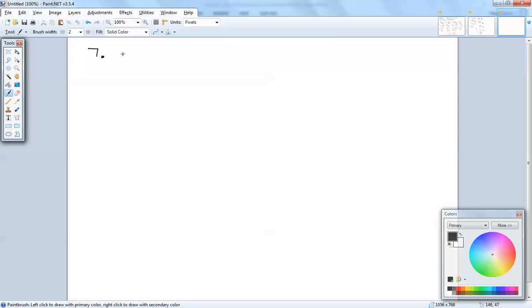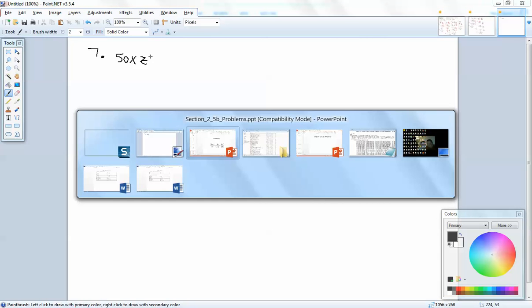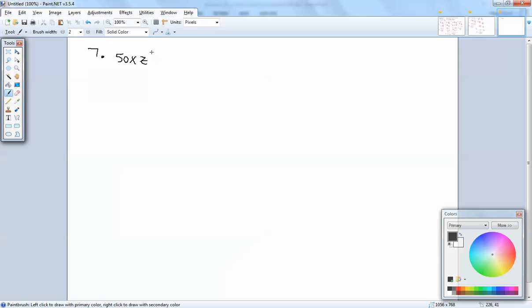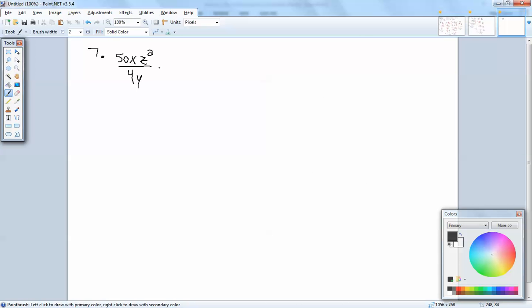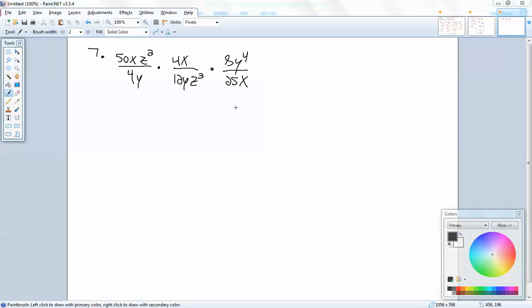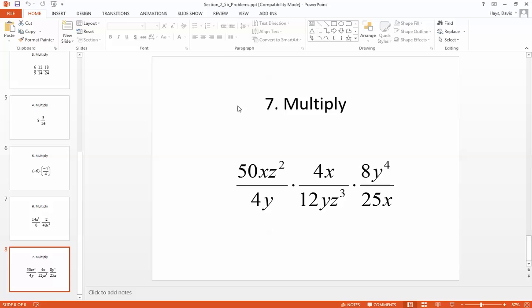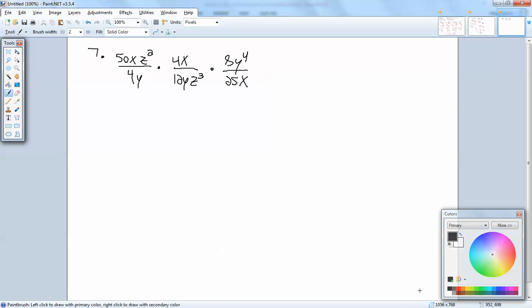So I got 50xz to the fourth over 4y, times 4x over 12yz to the third, times 8y to the fourth over 25x. And yeah, looks right. Okay, step 1.